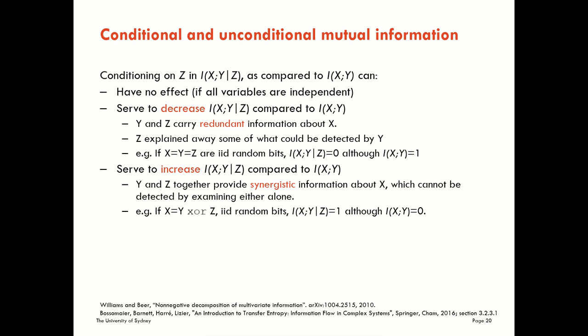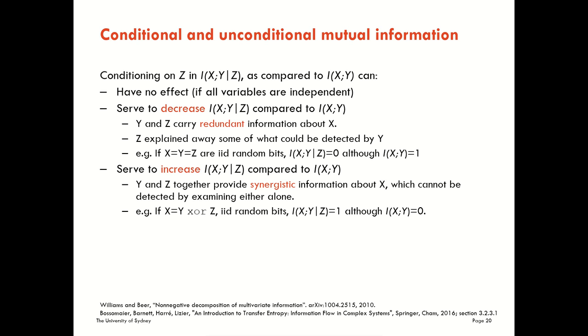The classic example of such synergies is the exclusive OR function. Let's say that x was the result of an exclusive OR between y and z. If we've got IID random bits, then we will have that the conditional mutual information between x and y given z gives us 1 bit, even though the pairwise mutual information between x and y gives us 0 bits.